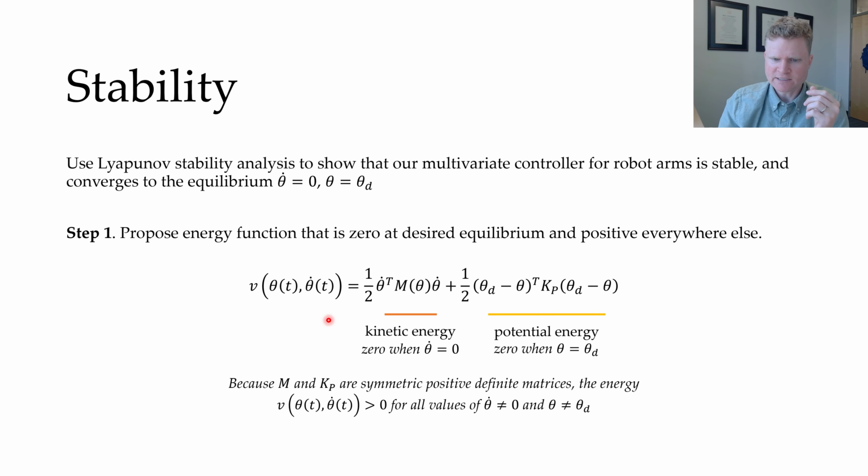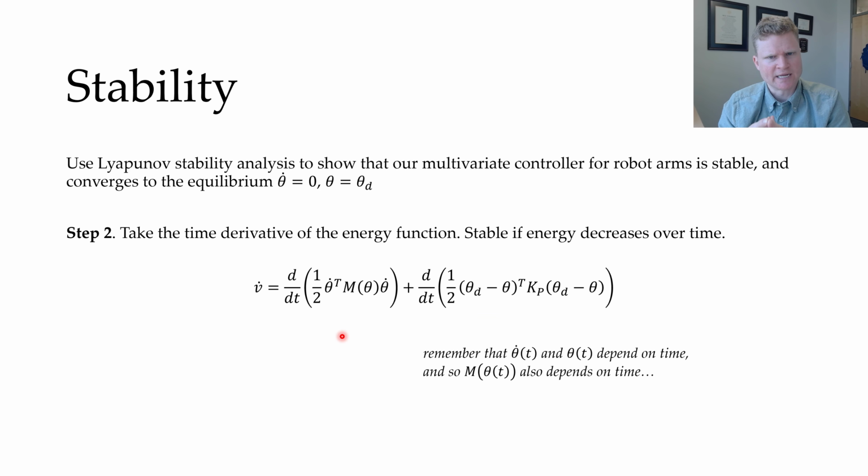So I've reflected the equilibrium with this energy function. Overall, the energy function will be 0 when my robot is at the equilibrium. It'll be positive everywhere else. So this satisfies the first condition I need for a valid energy function that's supporting my stability analysis.